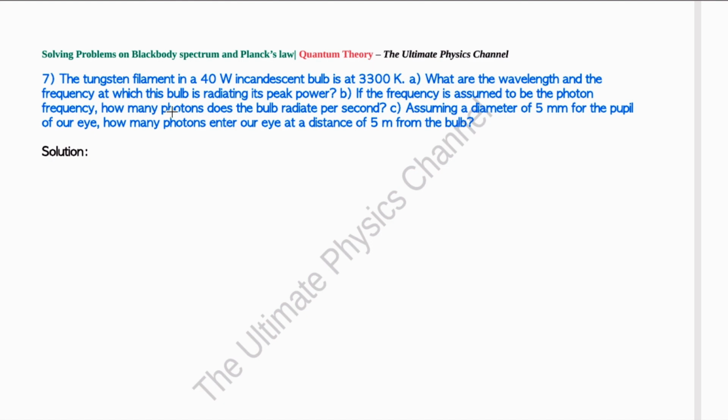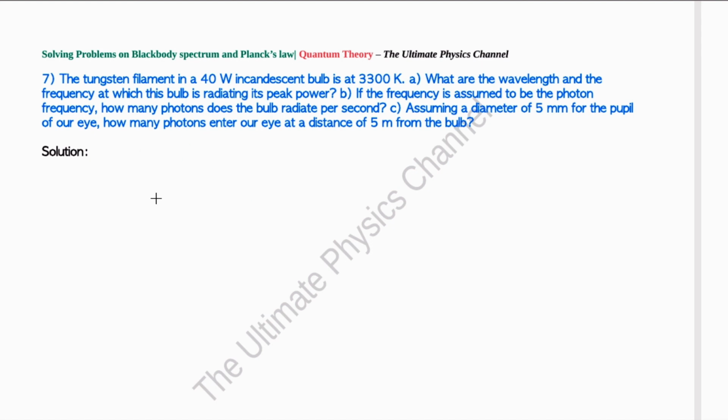The tungsten filament in a 40-watt incandescent bulb is at 3300 Kelvin. What are the wavelength and the frequency at which this bulb is radiating its peak power? If the frequency is assumed to be the photon frequency, how many photons does the bulb radiate per second? The third part, assuming a diameter of 5 mm for the pupil of our eye, how many photons enter our eye at a distance of 5 meters from the bulb?